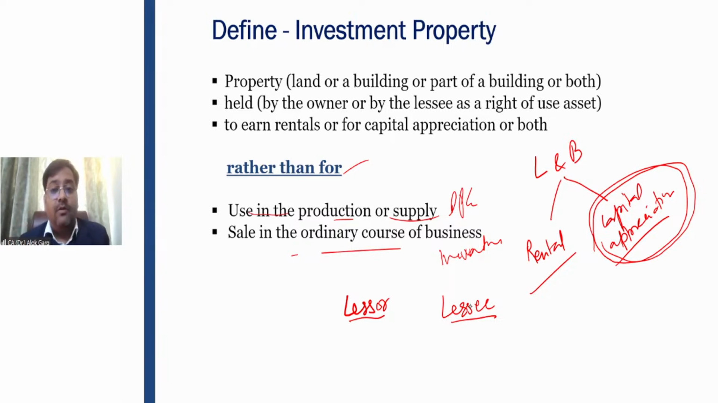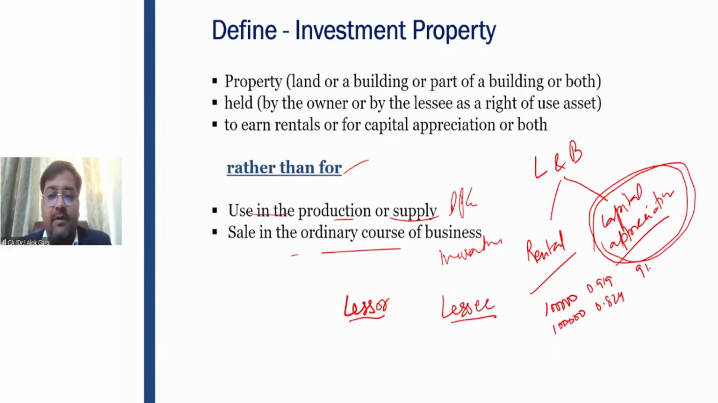So what is the present value? The first year rental is 1 lakh rupees. The second year rental is 1 lakh rupees. So the discount factor is, let's say, 0.919, right? At 10% discount, the second year discount factor is 0.824, for example. So in this case, it will come out as 91,900. It will come out as 82,400, right? So what is the total present value? It is coming out at, let's say, 1,74,300. So the lessee has to create a right of use asset of 174,300 against lease liability of 174,300.